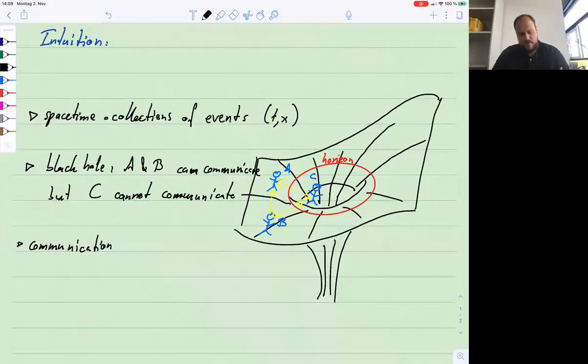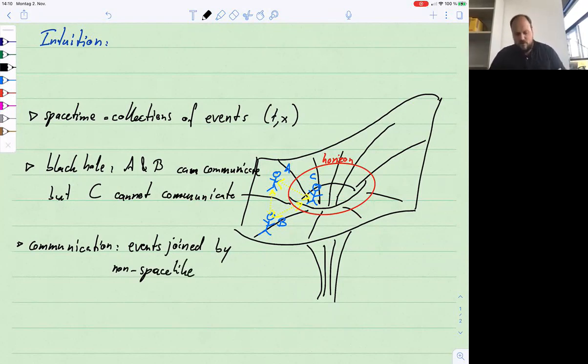We use that some events are joined by non-space-like curves. That means non-space-like curves are curves on which the traveling speed is smaller or equal than the speed of light. That means light-like signals or time-like signals. And this we call communication by non-space-like curves. Space-like would correspond to, for sure, communication which is faster than the speed of light, but that's for sure not causal.